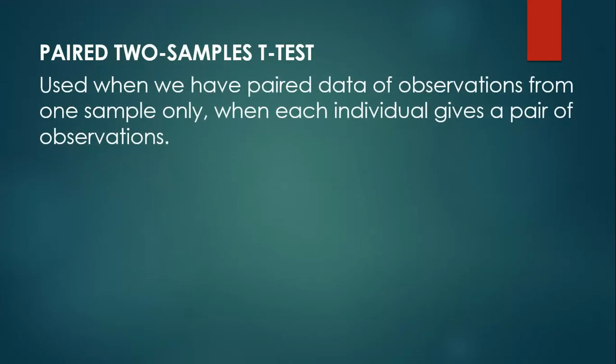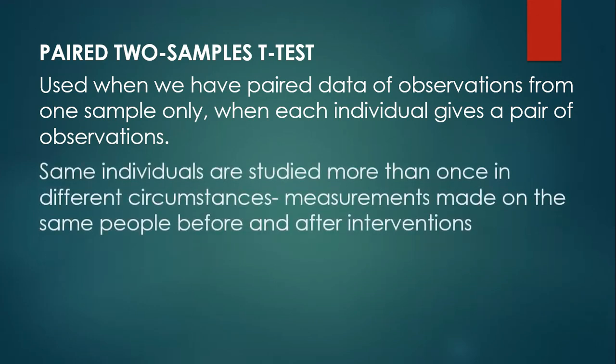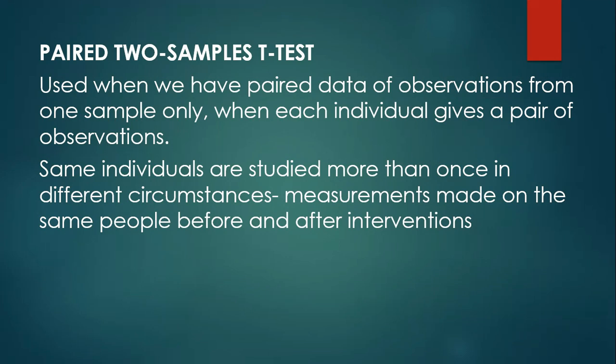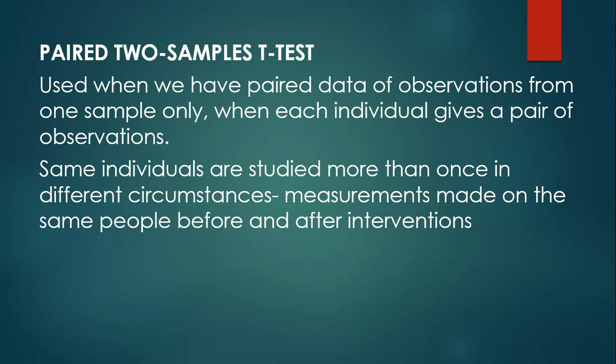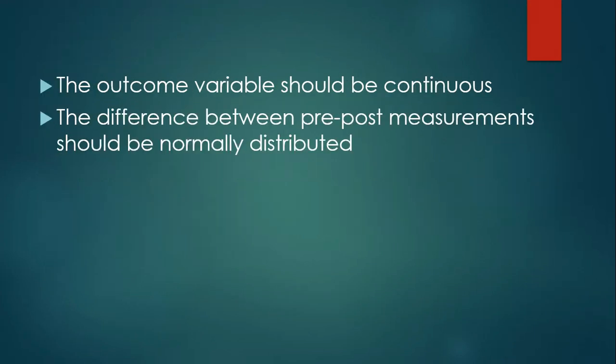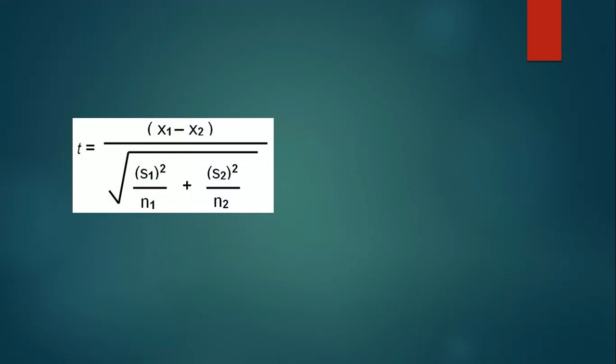It is used when we have paired data of observations from one sample only, when each individual gives a pair of observations. Same individuals are studied more than once in different circumstances. Measurements made on sample people before and after interventions. Example, students test results before and after a particular module or course to see the significant differences. The assumptions of paired two-sample t-test are the outcome variable should be continuous, the difference between pre and post measurements should be normally distributed.